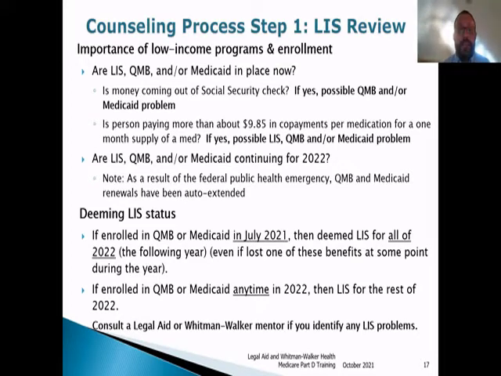So we want to make sure that people are still set to have the cost sharing assistance that they need for next year. This deeming of LIS status, again, is usually more important in years when there's not a federal public health emergency in place that protects people from losing their coverage, but I want to go through it because it is important to understand how this works. If someone is enrolled in QMB or Medicaid in July of any given year or after, so in this case in July of 2021, that low-income subsidy is deemed to them for the entirety of the following year, even if they lose their QMB or their Medicaid.